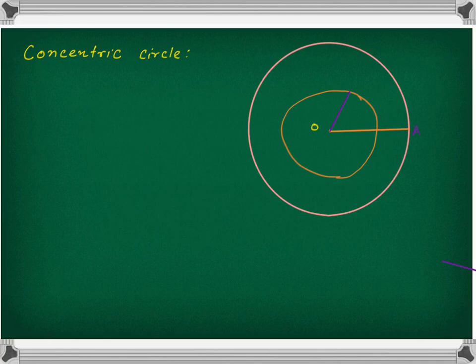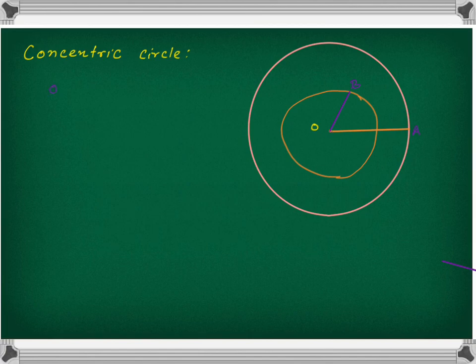the bigger circle and OB is the radii for the smaller circle, but the center of both the circles is the same, O. Okay, this is called the concentric circle.